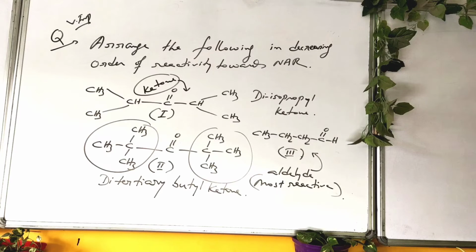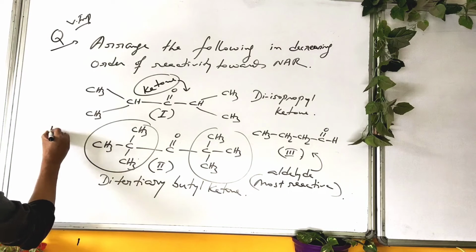So listen, tertiary butyl groups are bulkier than isopropyl groups. That's why we can say that compound 1, that is diisopropyl ketone, is more reactive than di-tertiary butyl ketone, that is compound 2. So according to the question, as it is mentioned to arrange in decreasing order of reactivity, we can conclude that the most reactive is number 3 and the least reactive is number 2. It is least reactive.